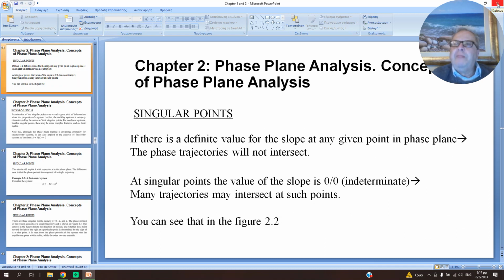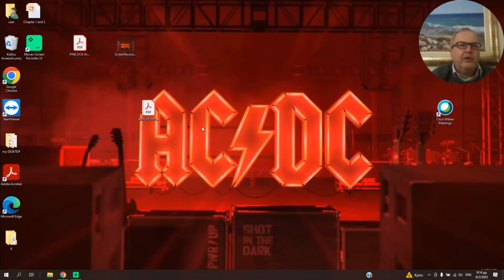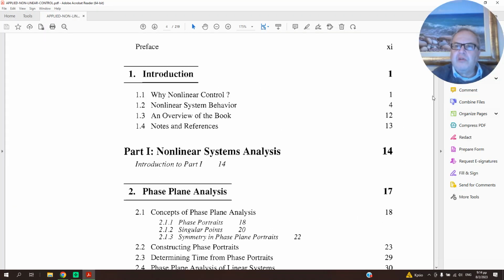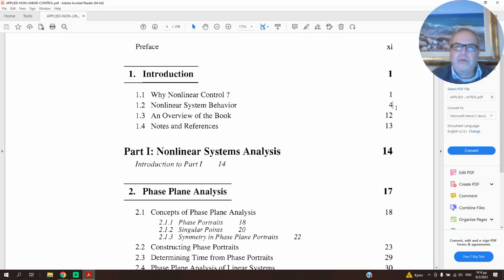But I think that it is better now to continue with our book. This is our book, because our book has much more information.